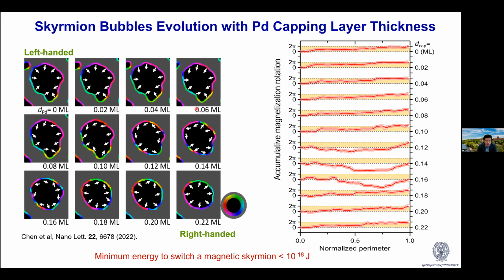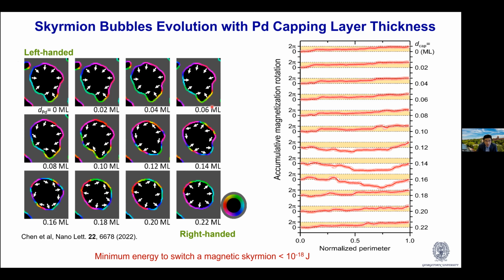So here is a series of SPLEEM images at room temperature showing, as we increase the palladium coverage, the spin configurations vary. If we take a walk along this skyrmion bubble, initially, the spins finish a complete 2 pi. You can see this angle, as you walk along the perimeter, it finishes a complete 2 pi, which gives us the skyrmion number 1.